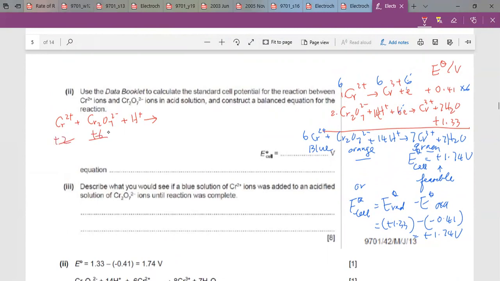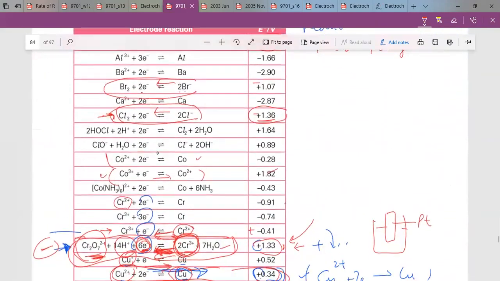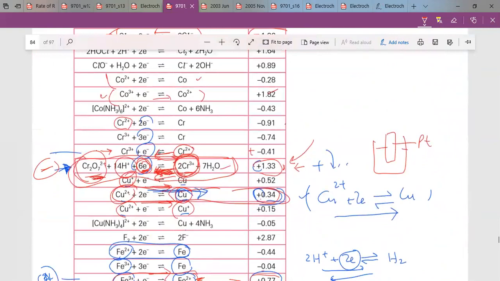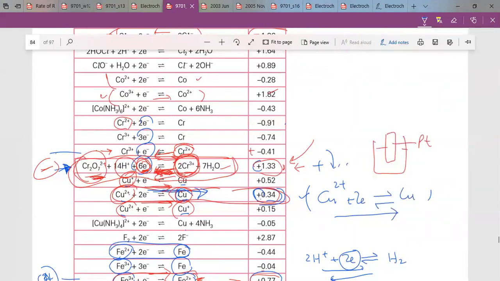So the point, would there be a reaction? Now you must learn to look, you must learn to say Cr2 plus here. We'll put blue color here. Cr2 plus here, you can go to Cr3 plus. That means it undergoes oxidation. Cr2O7 here can go to Cr3 plus. So this is by reduction. That means this and this can react.